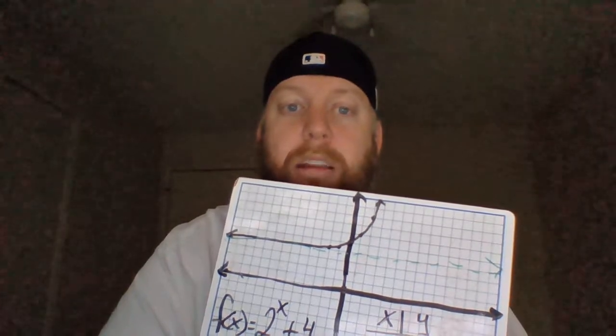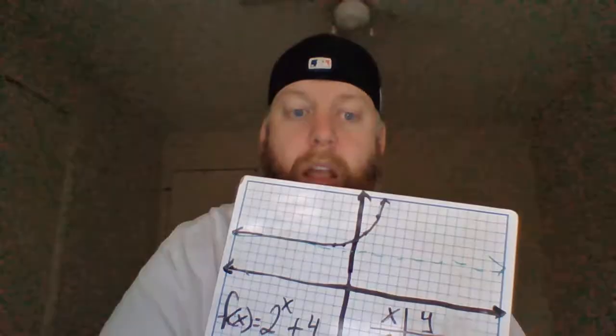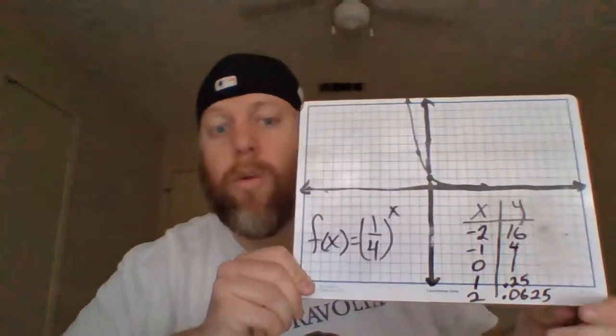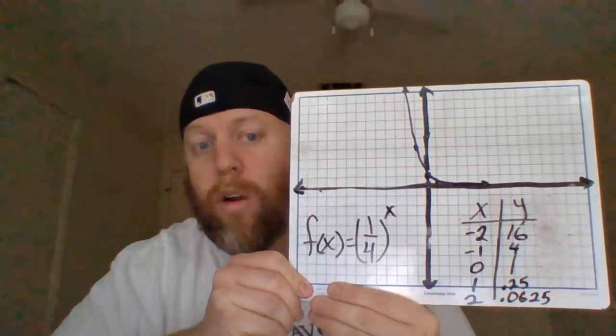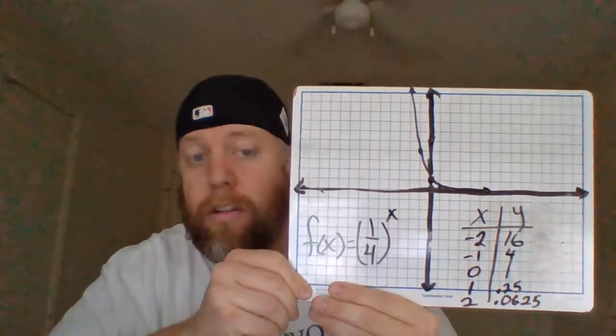Now let's look at the next one. I'm going to go ahead and hit pause and set it up. All right, for number 3, we see that our equation is 1/4 to the power of x. We're experiencing exponential decay here for the first time.